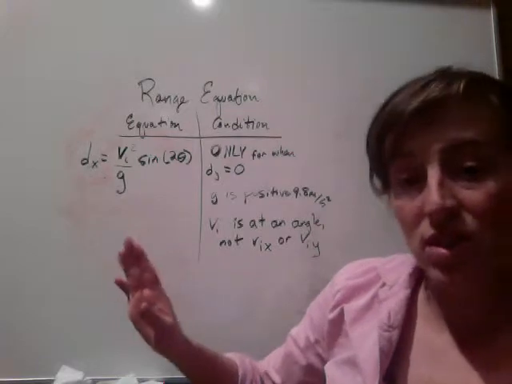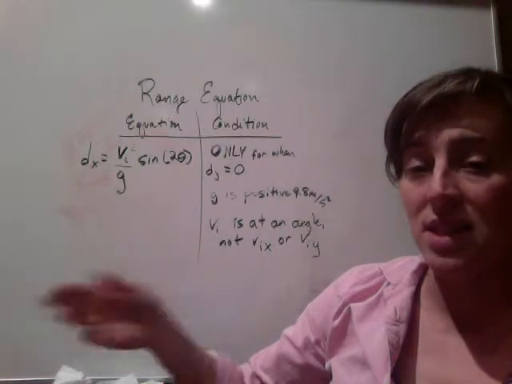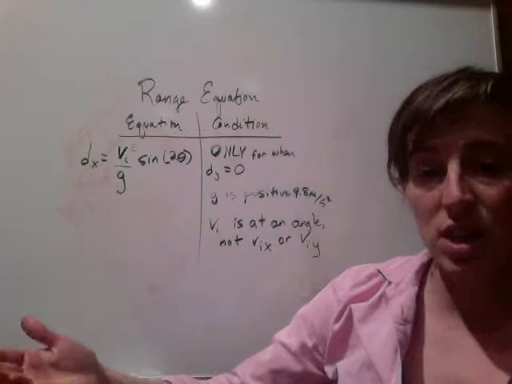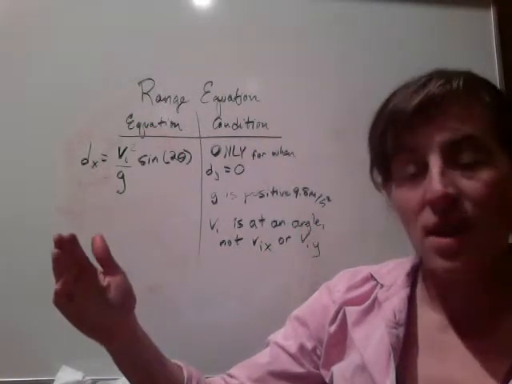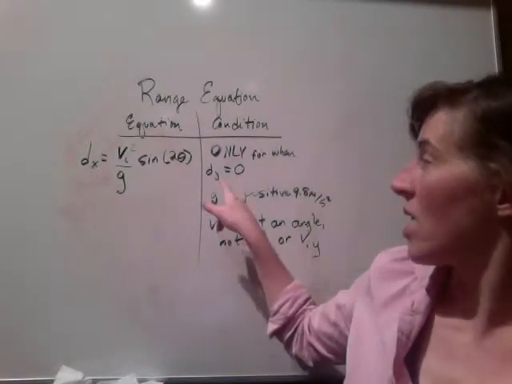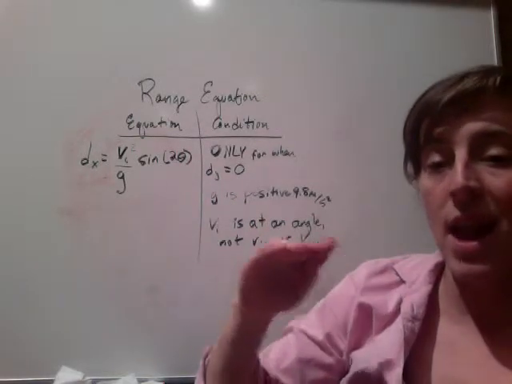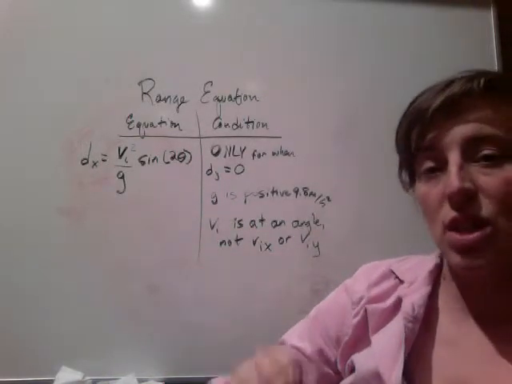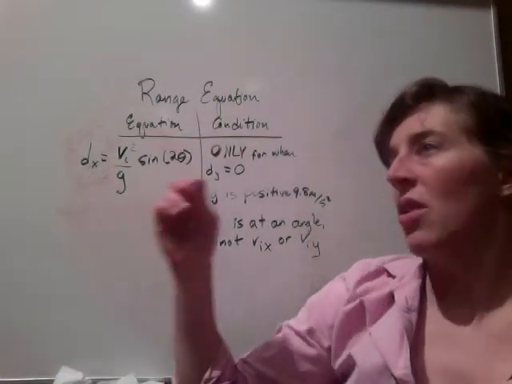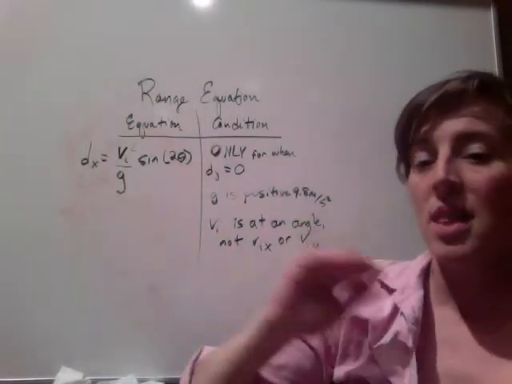Now, the conditions for this are really, really strict. People sometimes misapply this. They just see the word range and they're like, oh, range equation. Range really just means x displacement, but the range equation is only for situations where the dy is 0. Gosh, what does that mean? That means that you're starting and ending at the same height. So if you're dropping things down a cliff, or you're throwing something up to the top of a cliff or a ladder or something, this is not the equation to use.